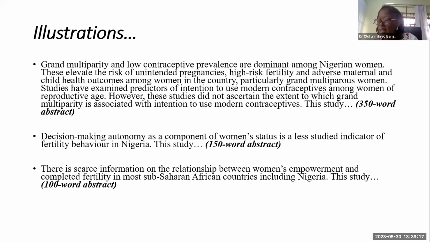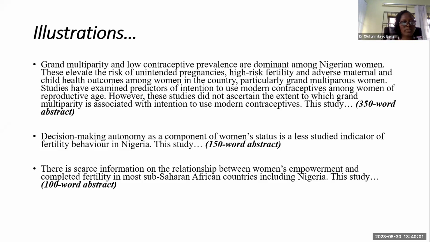It says grand multiparity and low contraceptive prevalence are dominant among Nigerian women. This elevates the risk of unintended pregnancies, high-risk fertility, and adverse maternal and child health outcomes among women in the country, particularly grand multiparous women. Studies have examined predictors of intentions to use modern contraceptives among women of reproductive age. However, these studies did not ascertain the extent to which grand multiparity is associated with intentions to use modern contraceptives, trying to situate the present study in the existing body of literature.